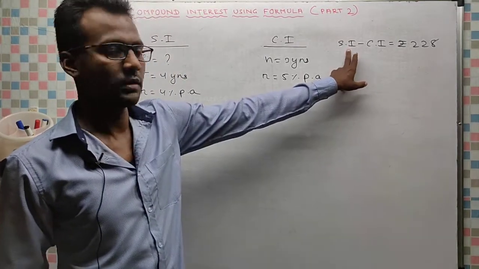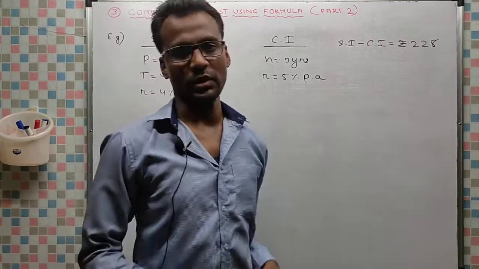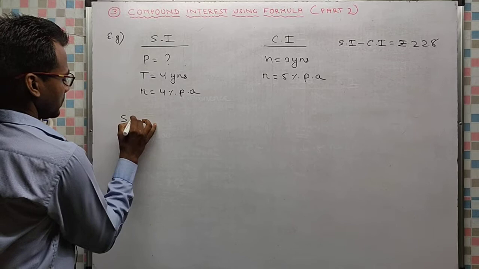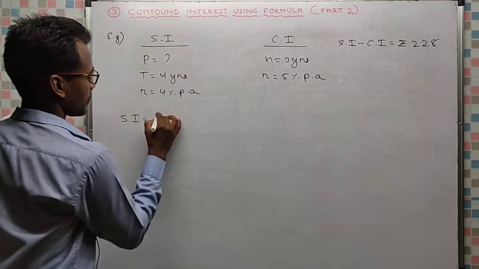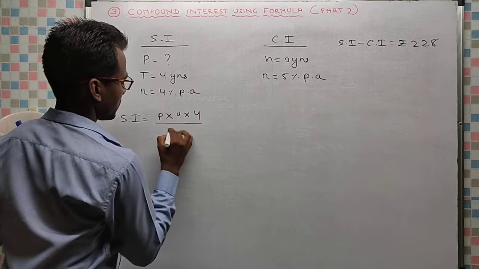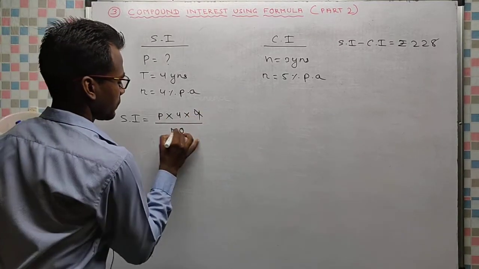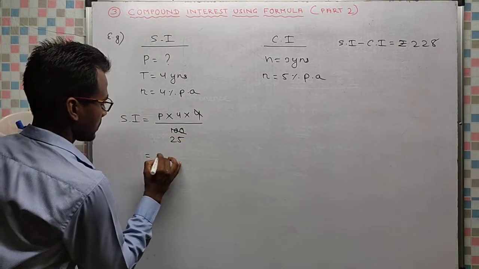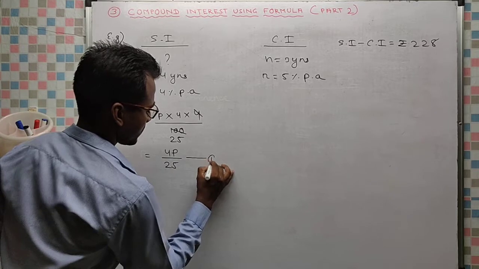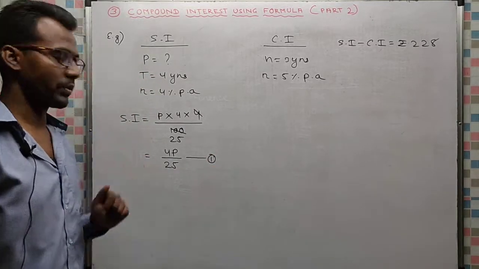First we will find SI, then we will find CI, then we will take the difference, and we will get the principal. So first let us go for SI. SI is equal to principal into rate into time by 100, PRT by 100. 4 into 25 is 100. So 4P by 25. The simple interest is equal to 4P by 25.